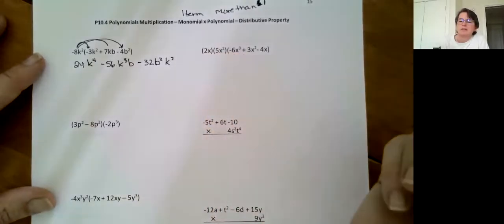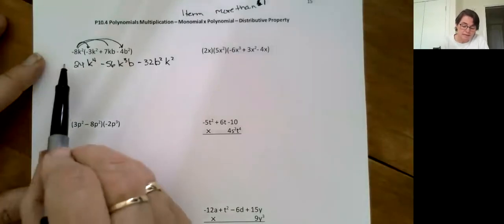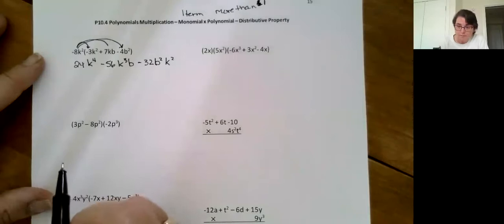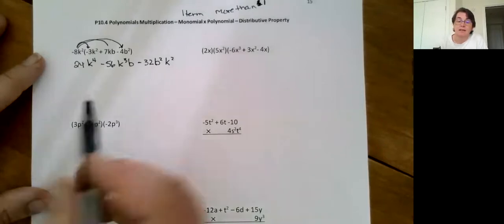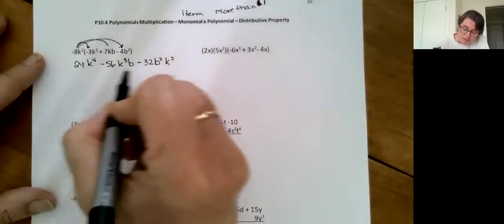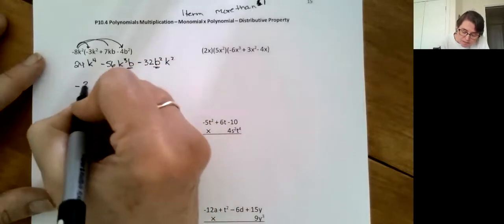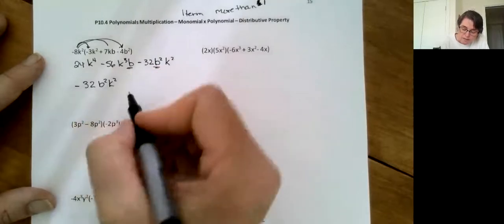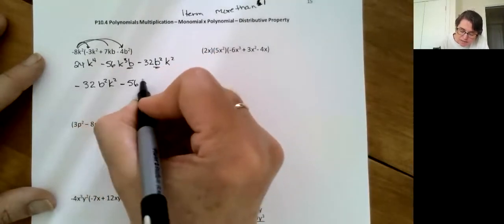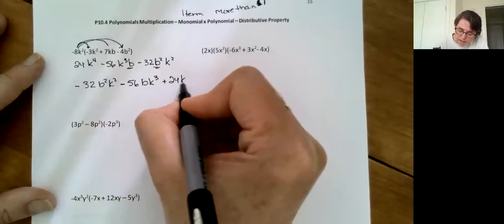Remember, with your letters, you normally go in alphabetical order. So to make this look right, I would mark this right unless the instructions explicitly said to put them in descending order and alphabetical order. If I didn't say that, this is fine. But I want to start with my b's, and this is a single b, and this is b squared. So minus 32b squared k squared. And I have some more b's there. Minus 56 b k cubed plus 24 k to the 4th.